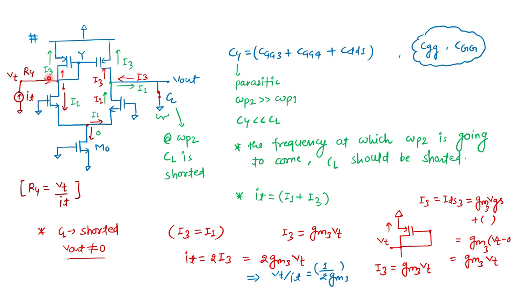The IT current coming into this node has two paths: one is I3, one is I1. As we have seen many times in the previous video, this I1 current has two paths, one is the M0 side and the other is the source of M2. So it will follow the source of M2. Let this I1 go completely this way, and finally it goes to transistor M4. Let's say the output is not shorted, so no current flows in the output terminal.